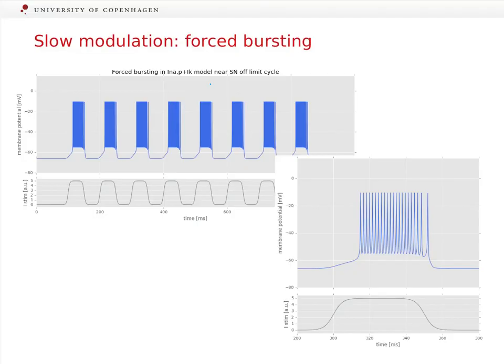Now, what happens if we slowly modulate the applied current? So our applied current will go up and down, and thus we will drive the system first through the bifurcations from the resting state, and then through the bifurcation of the spiking state. Now, for example, here is a neuron near saddle node off invariant circle bifurcation, and it undergoes a transition from resting to spiking via SN off.